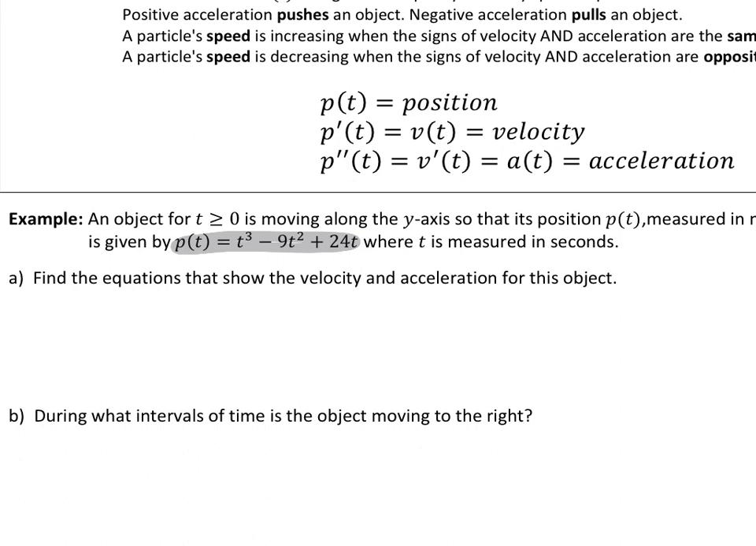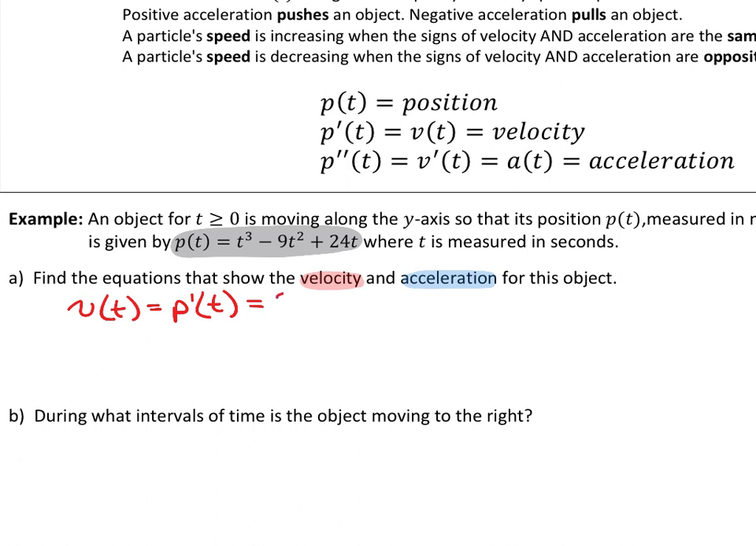So they gave us a position function. It wants us, in part A, to find the equations that show the velocity and the acceleration for the object. Okay, well, since we know that these are related via derivatives, if we wanted to find velocity, we know that velocity with regards to t is the same thing as p prime of t. So I just need to take the derivative of position to find the velocity equation. So what's the derivative of that position function?